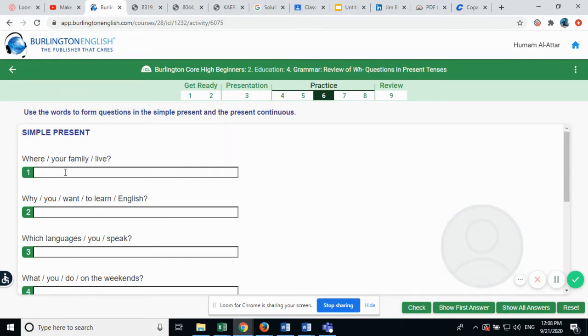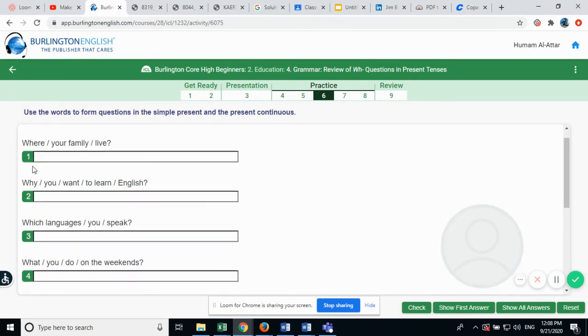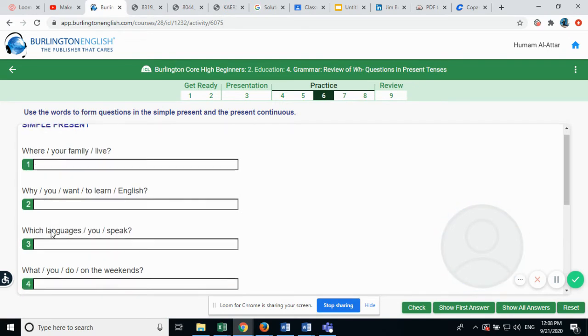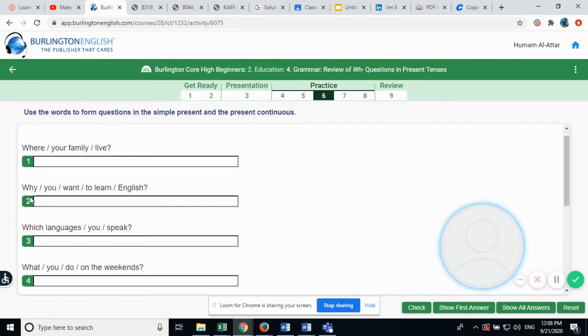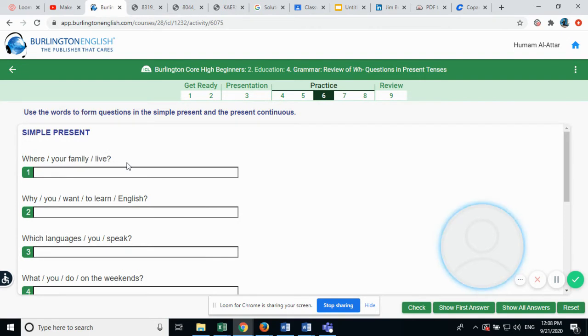Here, you have to use the words to form questions in the simple present and the present continuous. We have here four random, or scrambled, words. We need to put them in the correct order to form questions in present simple.